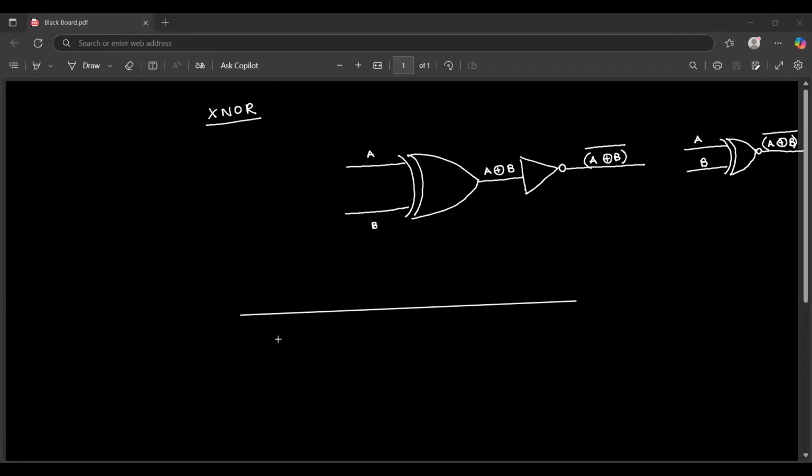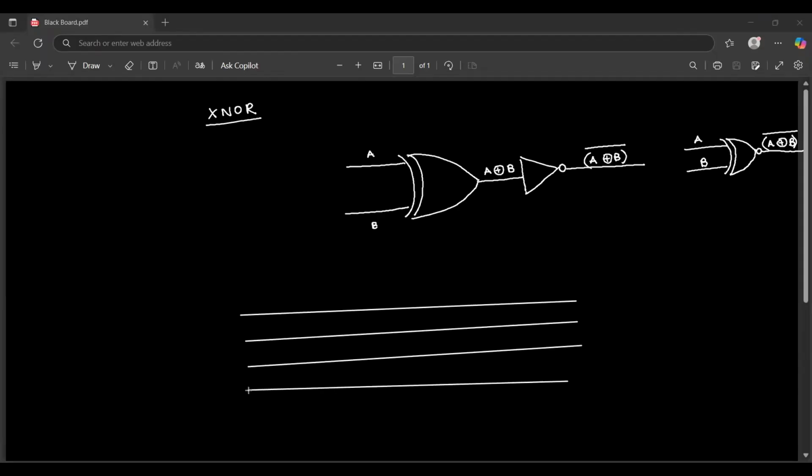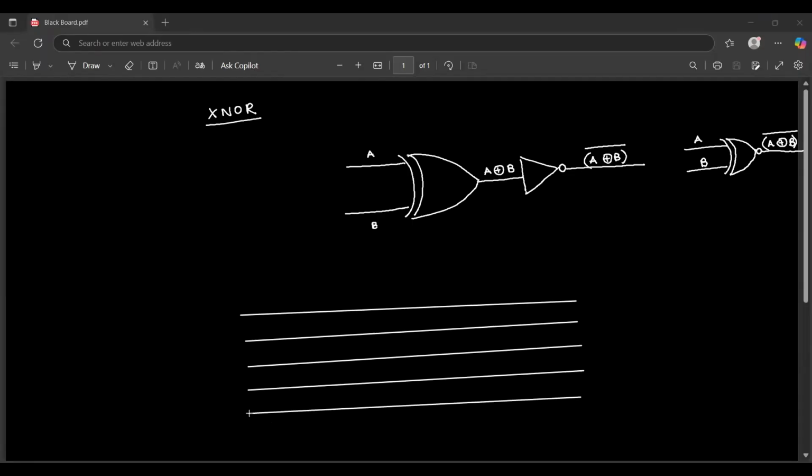Since we have two inputs, we have four combinations, which means the truth table has 4 rows. So A, B, A XOR B, A XOR B whole thing bar. We have the combinations 0101 0011. So for A XOR B, what will be the output?